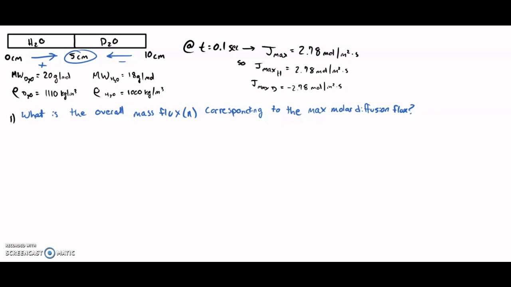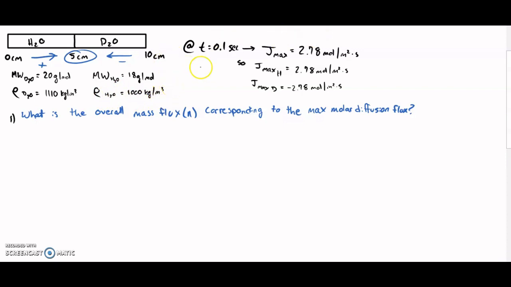Okay, so we're going to look at a 10 centimeter long capillary that is filled with water from 0 to 5 centimeters and D2O from 5 to 10 centimeters. We know the molecular weight of D2O is 20 grams per mole and the density is 1,110 kilograms per meter cubed. And the molecular weight of water is 18 grams per mole and the density is 1,000 kilograms per meter cubed.